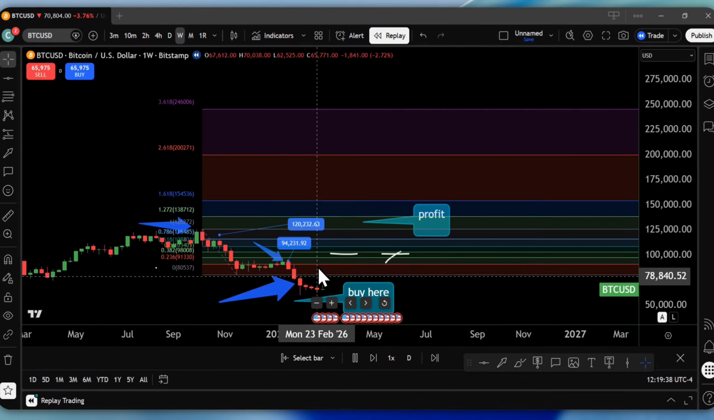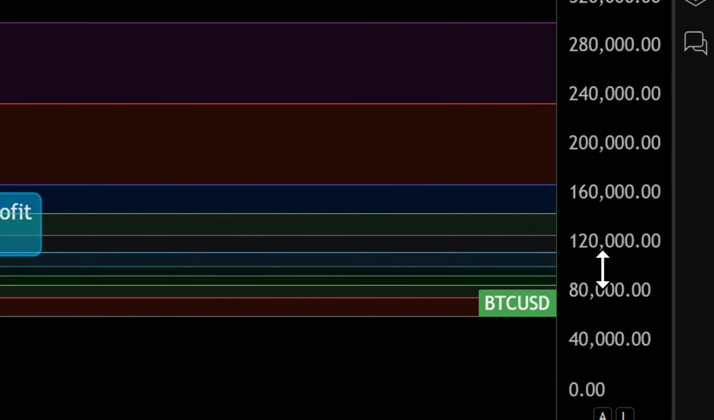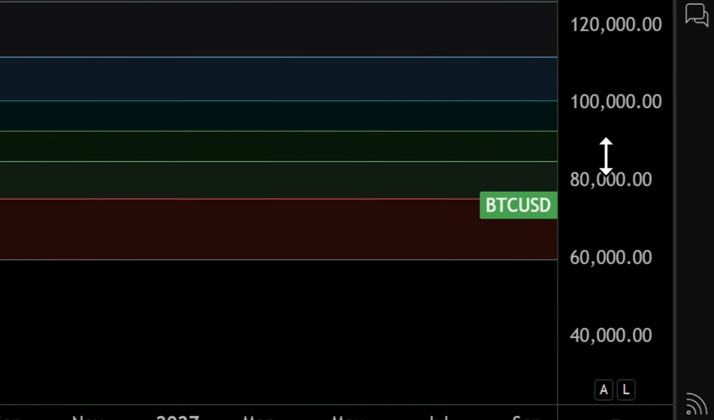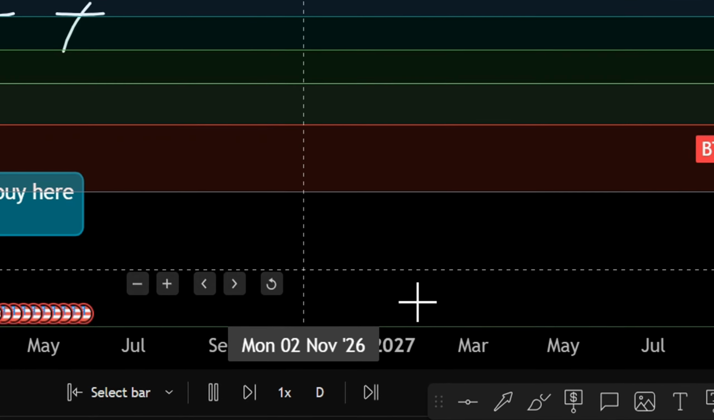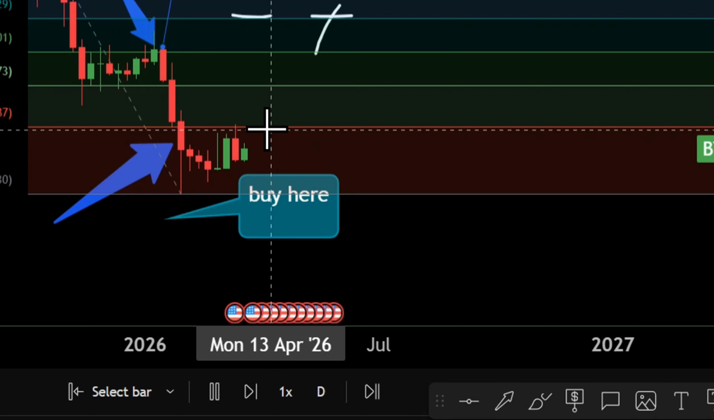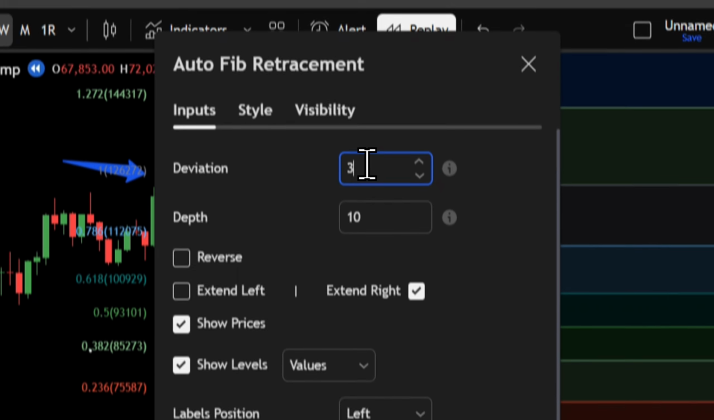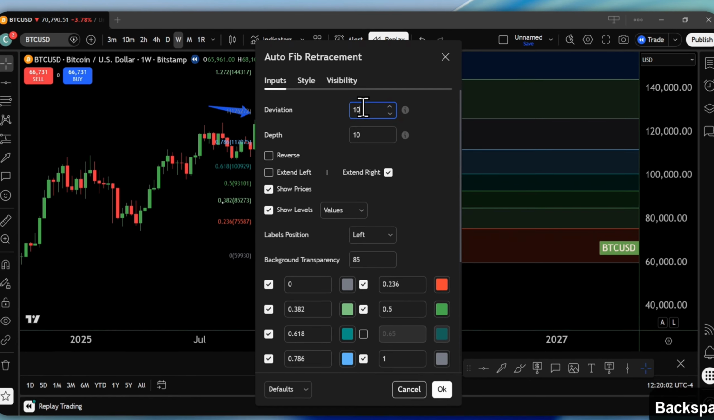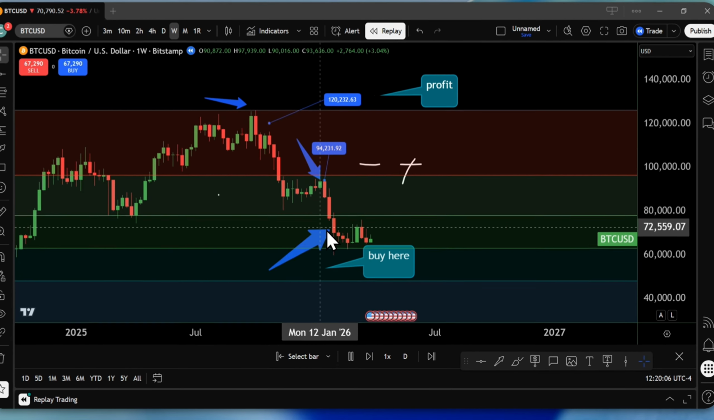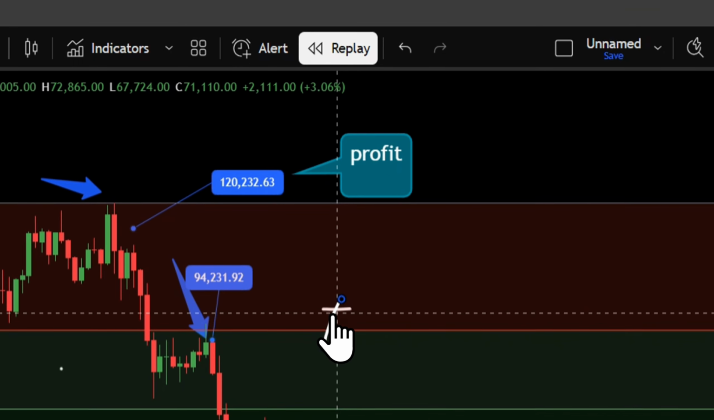Advanced settings explained. Let's take a quick look at two important settings: deviation and depth. These control how sensitive the indicator is when identifying swing highs and swing lows. If the indicator is drawing too many swings and your chart feels noisy, increase the values. This makes the tool more selective. On the other hand, if the indicator seems slow to recognize recent market moves, try reducing those values. This makes it more responsive.